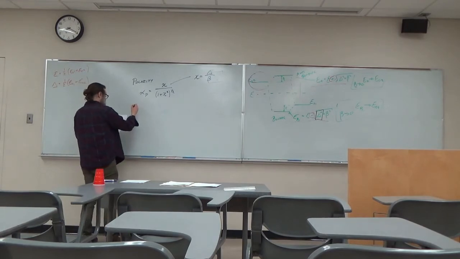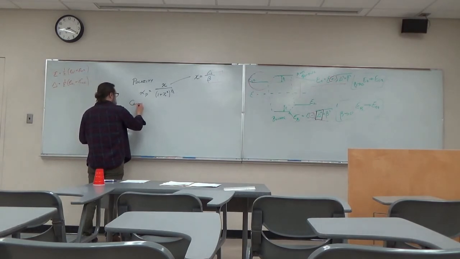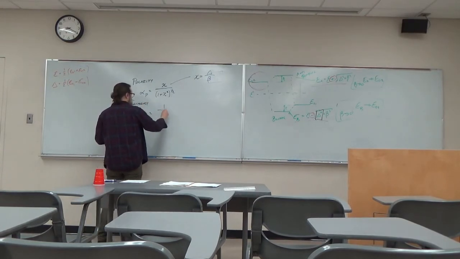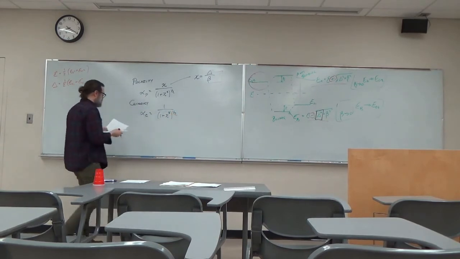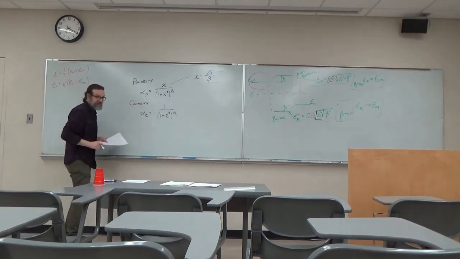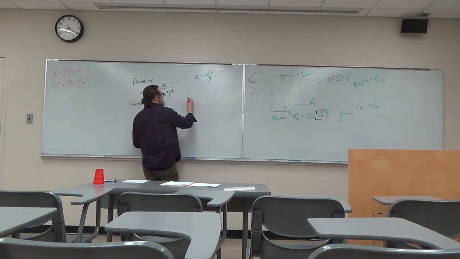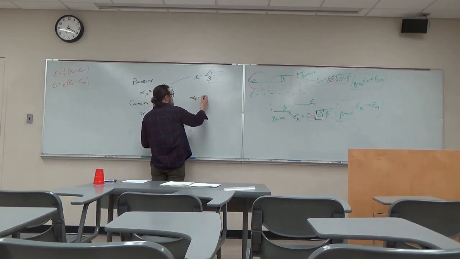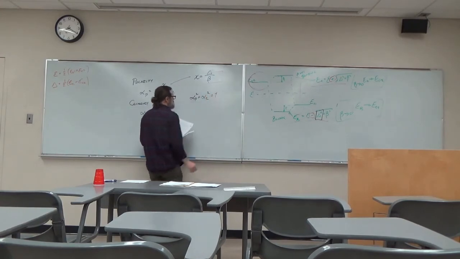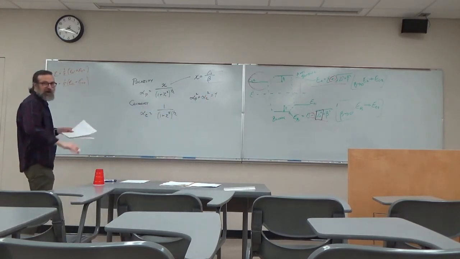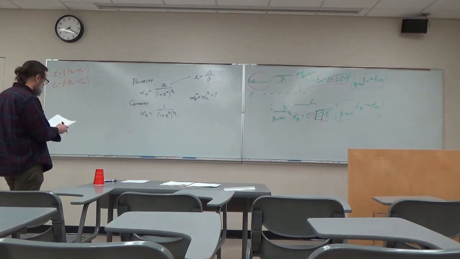And in the covalency, alpha C is equal to 1 over (1 plus x squared) to the 1/2. And what's nice about this definition is that alpha P squared plus alpha C squared is equal to 1. So we have kind of a quasi normalization here.